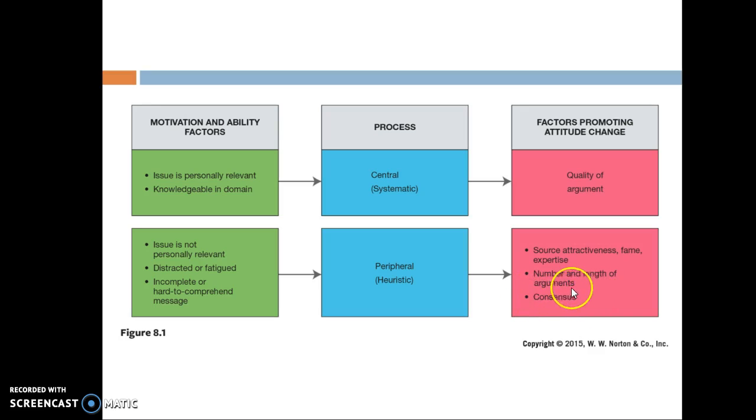consensus. So if it appears that other people are being persuaded, or the speaker lists other people that have already been persuaded, then through the peripheral process, persuasion is likely to take place.